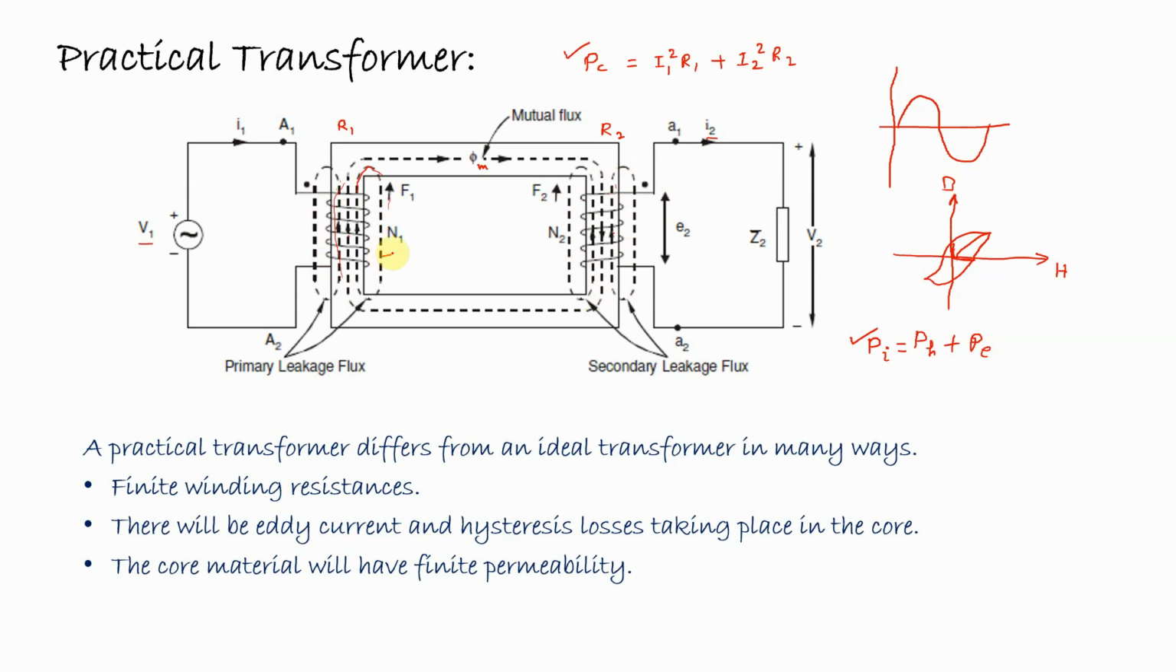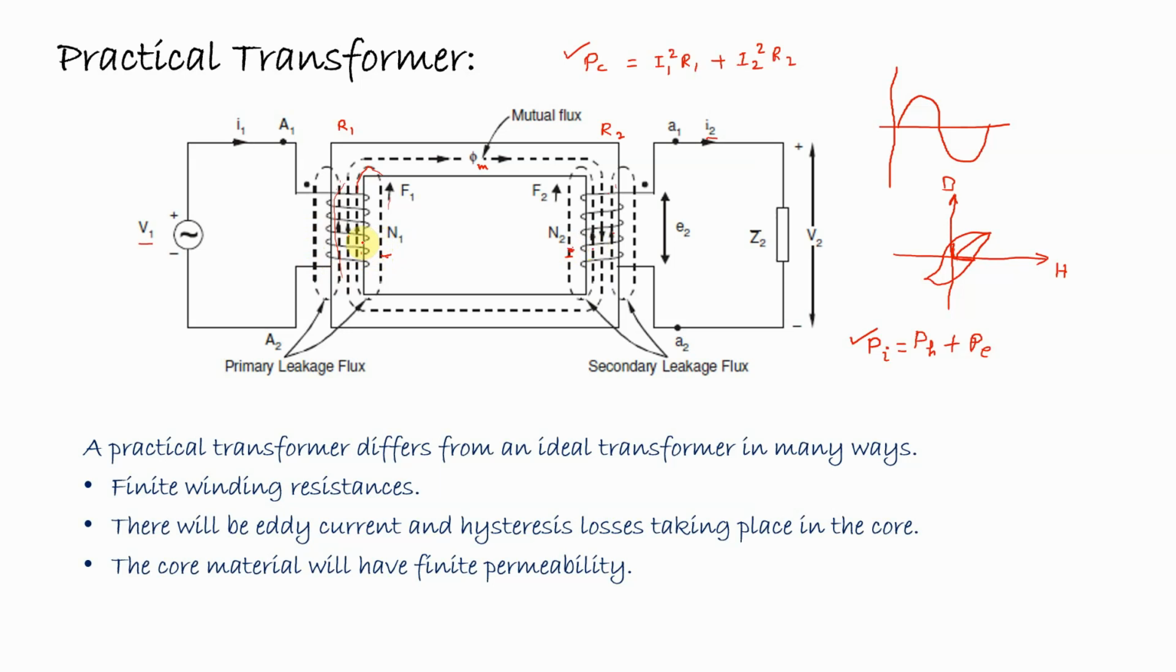These two fluxes are considered as leakage flux because this flux is not considered as a mutual flux. This flux does not cut the secondary winding, or the flux which is produced in the secondary winding does not cut the primary winding. So these are considered as a local flux and this is considered as a leakage flux.